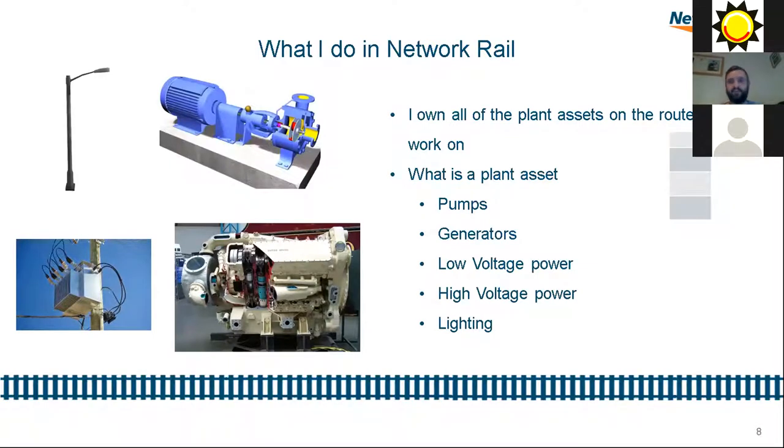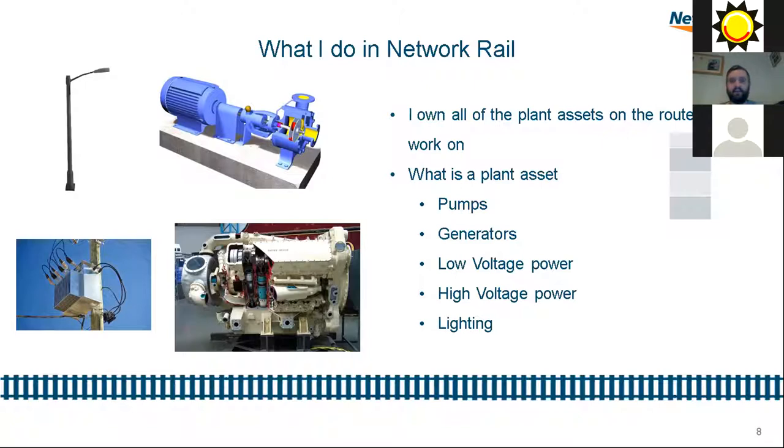So this is sort of what I do in Network Rail. My role is I own all the plant assets that Network Rail work on. So probably the first thing is, what is a plant asset? Plant for me in my world refers to pumps, generators, low voltage power, high voltage power, but not including traction power, so not including the 25,000 volt overhead line system. I will look after stuff up to 11,000 volts, and lighting.